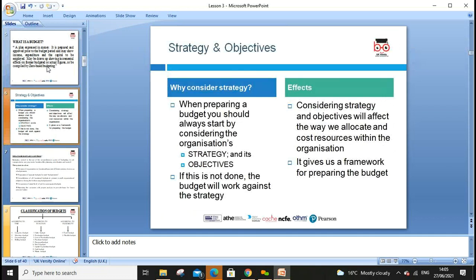So we can use different techniques, such as zero-based budgeting, where we start from zero every year.